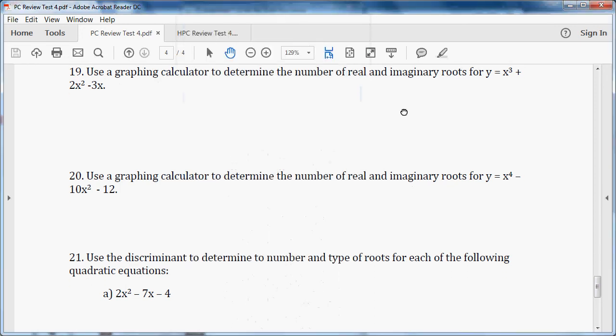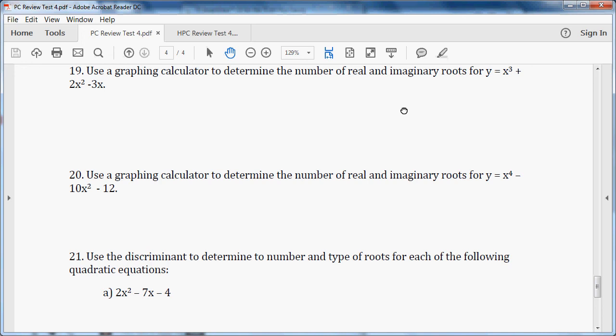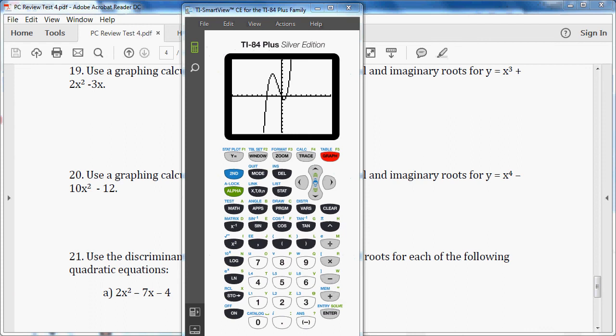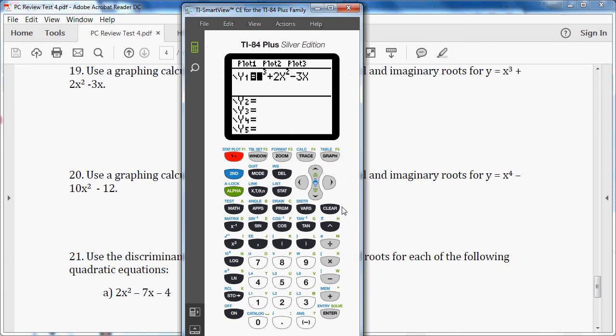Then number 20, same basic process. We see the degree is 4, it's x to the 4th, so there are 4 roots total. And I can figure out how many of them are real by looking for the number of x-intercepts. Four roots total, because that's the degree. And we'll see how many x-intercepts there are to figure out how many real ones there are.